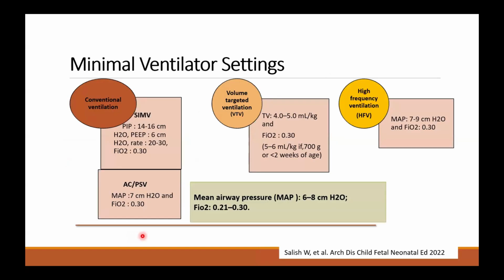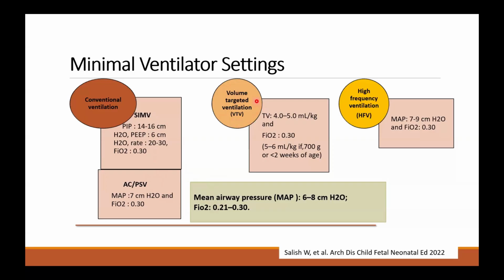So, what are the minimum ventilator settings when we should consider weaning these babies? On a conventional mechanical ventilation mode, it has been said that PIP of around 14 to 16 centimeter of water, PEEP 6, rate 20 to 30, and FiO2 of 30%. Same in the assist control mode. All these settings would correspond to a mean airway pressure of around 6 to 8 centimeter of water and FiO2 of 21 to 30%, and additionally a rate of 20 to 30 in SIMV. If these babies are on these minimum settings, then we can plan on extubating the baby.